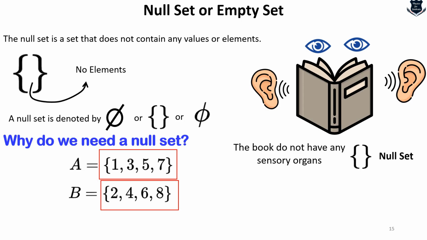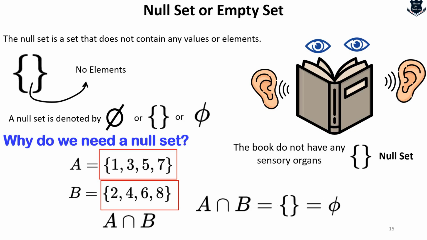Now suppose we are given the rule of intersection. So what is the rule of intersection? We are going to compare all the elements of set A with all the elements of set B, and any elements that exist in both A and B we need to write inside the set with the intersection sign. And here you can see 1, 3, 5, 7, 2, 4, 6, 8. It doesn't contain any of these values. Hence we write this intersection equals to either the curly braces or the circle with a diagonal line, which is basically called a null set.